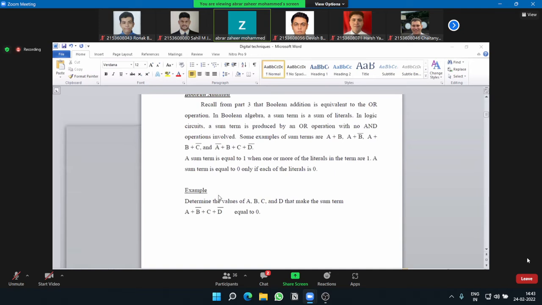Then we will see some examples. Determine the values of A, B, C, D that make the sum term equal to 0. What will be the values of A, B, C, D that will make the sum term equal to 0? Tell me the values.